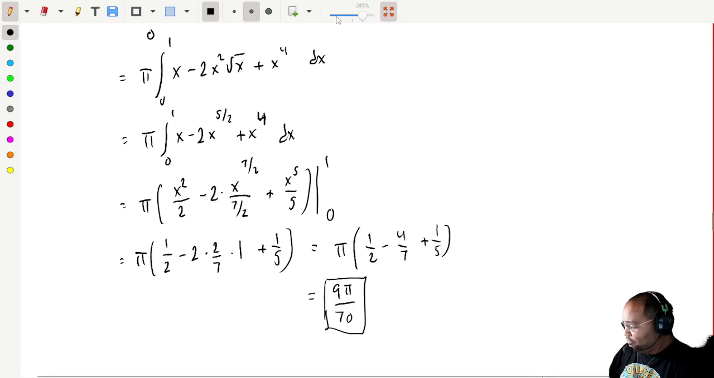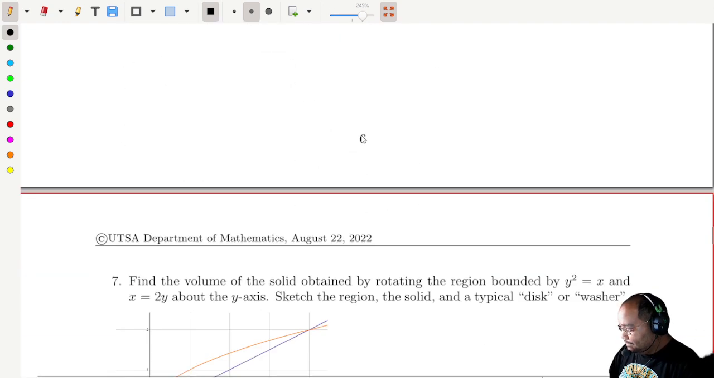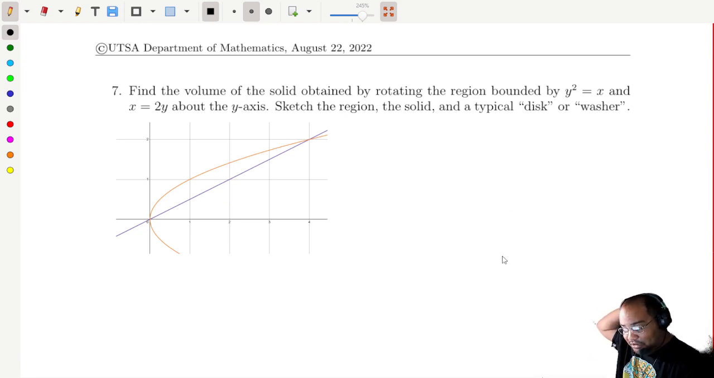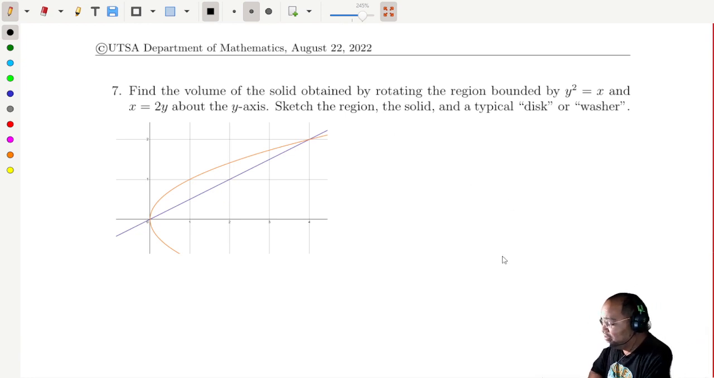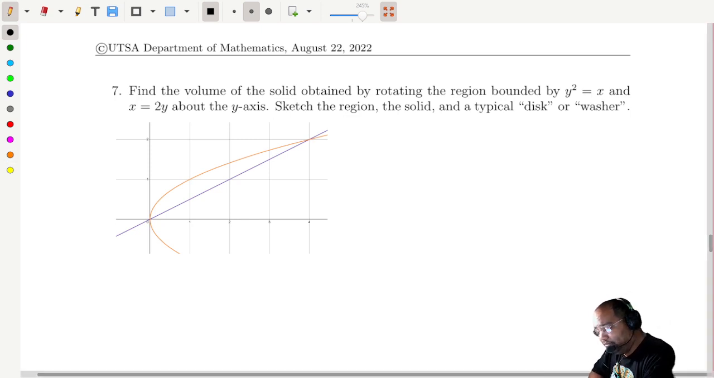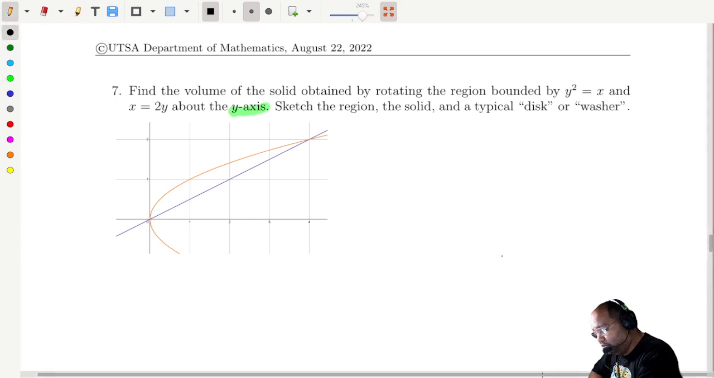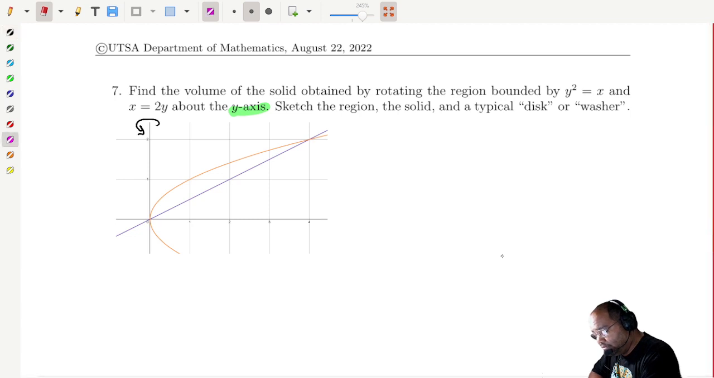All right, let's go ahead and move on to the next one. Once again, another simple thing here. Find the volume of the solid obtained by rotating this region. So y squared equals x, again another parabola, the line x equals 2y, and we're going around the y-axis. So let's go ahead and highlight that here. Around the y-axis, we're going around this way, and our solid region here, let's go ahead and color that in our favorite magenta.